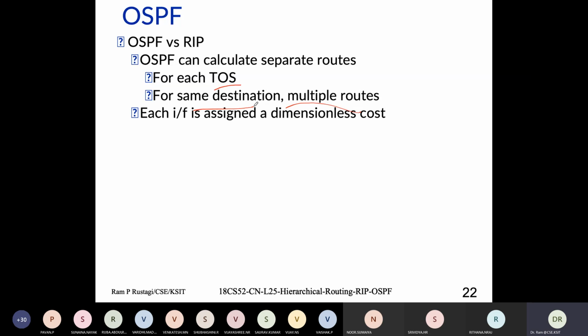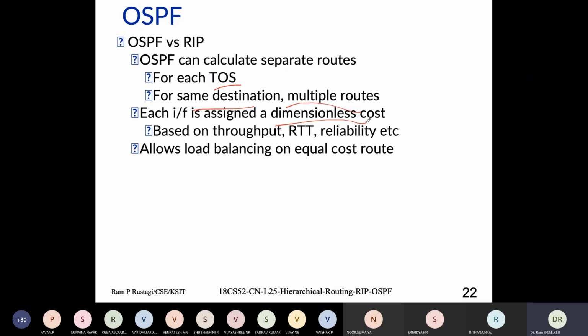In OSPF, which is link state routing, each link is assigned a cost, which is a dimensionless metric number, typically a combination of the inverse of bandwidth, delay, and reliability. In the RIP protocol, there is no link cost. You always take the link cost as one fixed, and you only count the number of links, basically the number of hops. And because of equal cost, OSPF supports load balancing.